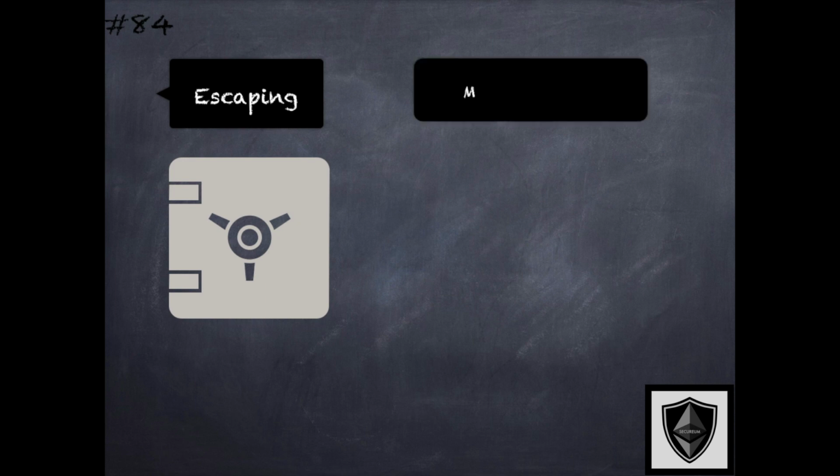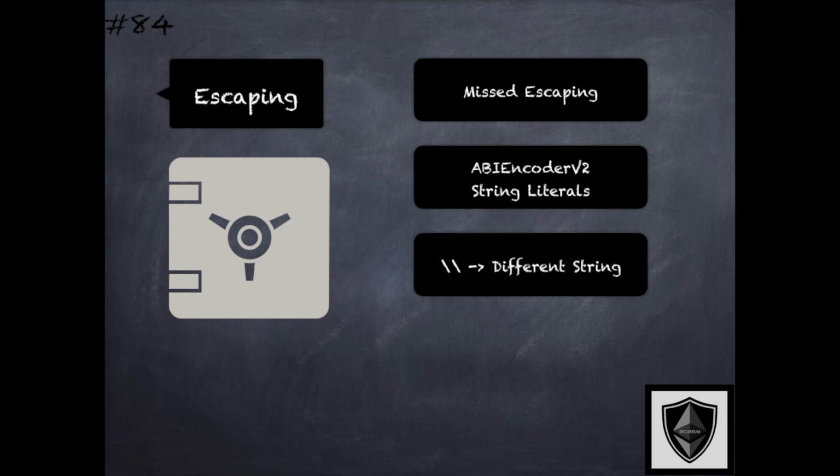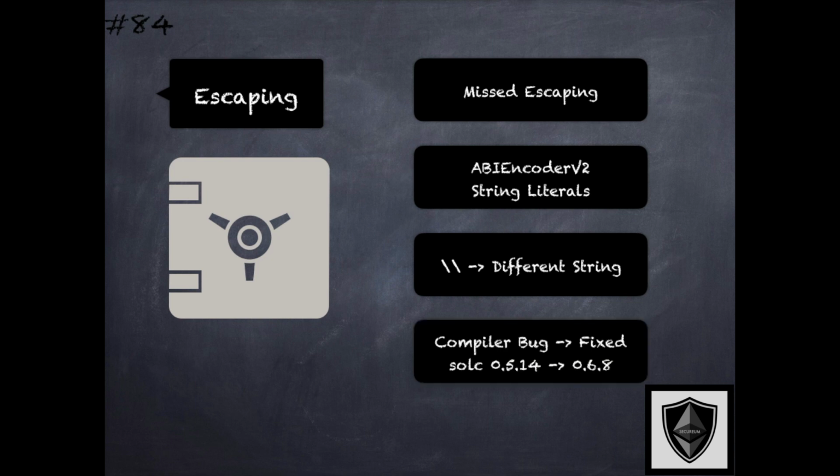This compiler bug was related to missed escaping. Escaping is relevant to string literals where certain characters can be escaped using the double backslash characters. In this compiler bug, string literals that contained double backslash characters for escaping that were passed directly to external or encoding function calls could result in a different string being used when ABI encoder v2 was enabled. And notice that this compiler bug was present across many compiler versions, all the way from 0.5.14 to 0.6.8.